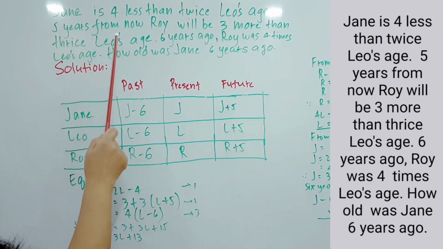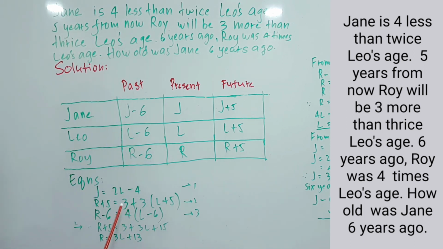So, Jane is 4. That means the present age of Jane is equal to 4 less than twice the age of Leo. Ang age of Leo is L. And less than 4, that means minus 4. So, twice the age of Leo is 2L minus 4. Then, this is equation 1.